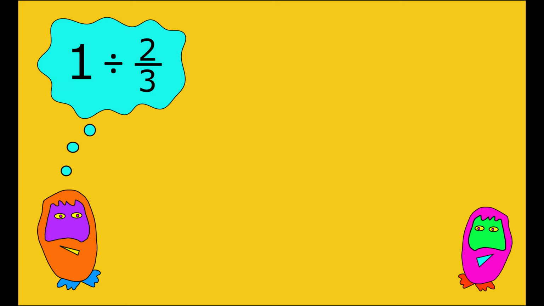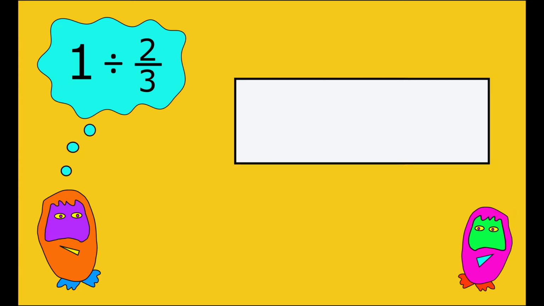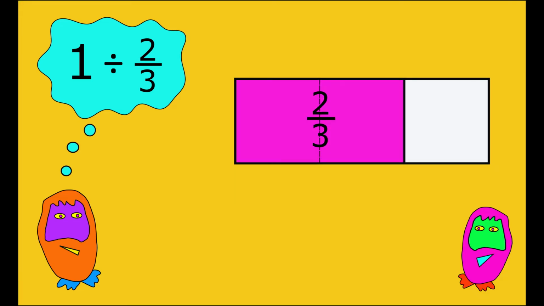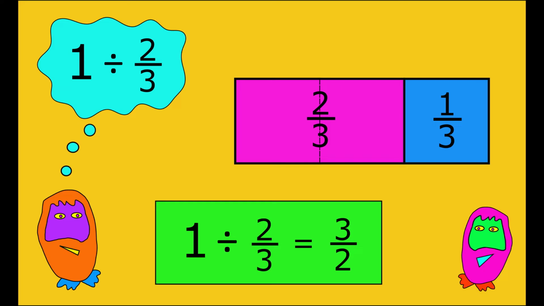Now let's take a look at 1 divided by 2 thirds. Okay, so again we'll split the bar into thirds, and I can colour in 2 thirds, but then I'm just left with 1 third left over. This requires a bit of thinking, but if you look at it closely, you can see that a third is half of 2 thirds. So 2 thirds goes into a whole once and an extra half, or 3 halves, or 1.5 times.